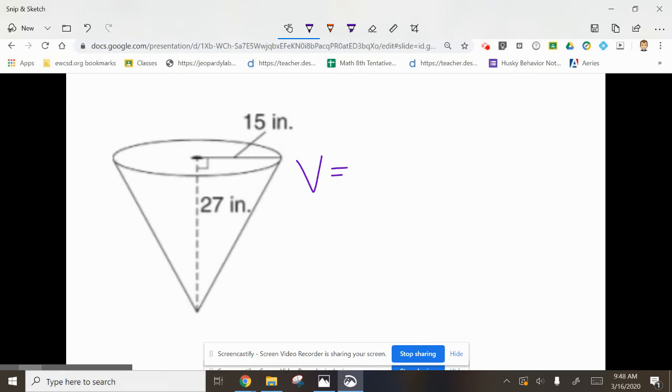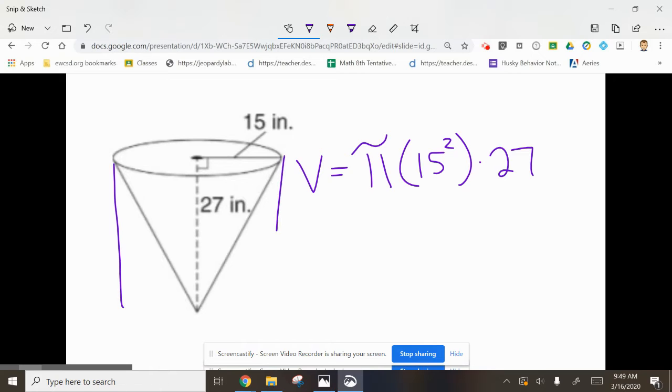So again, volume equals your radius. Hold on, let's put pi first. Pi times radius squared, right? Times the height. All right, that's the volume of a cylinder. If this shape was a full-on cylinder like this, we would be fine. But it's not. It's a cone. So you're just going to take that number and divide it by 3. All right, go ahead and do that. And pull in your calculator.